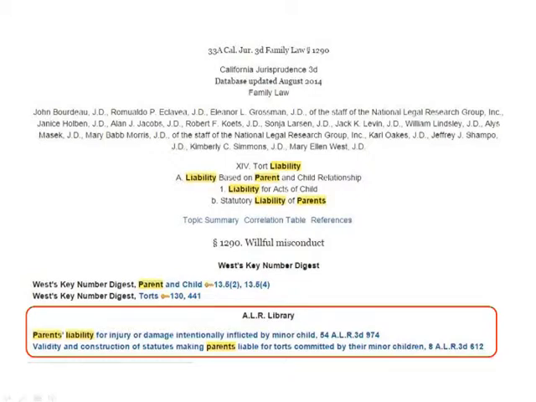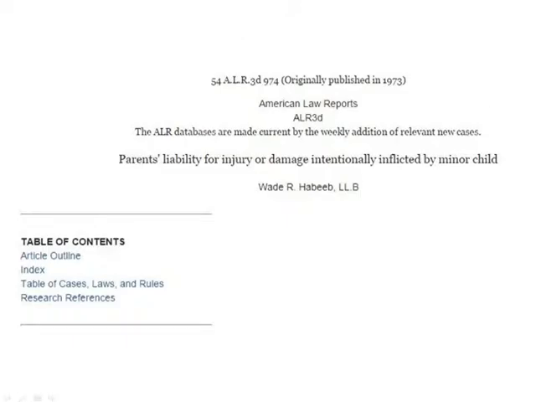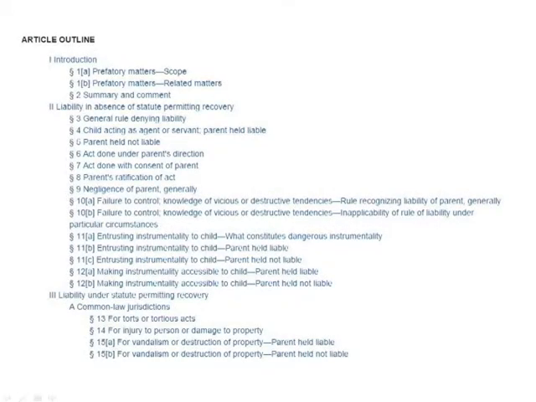Now, let's see how an ALR article is laid out and what it offers. The table of contents gives us the basics of what's included: the article outline, the index, the table of cases, laws, and rules, and the research references. But the article outline is where we find a detailed description of what's covered. Scan through here and see what looks relevant.